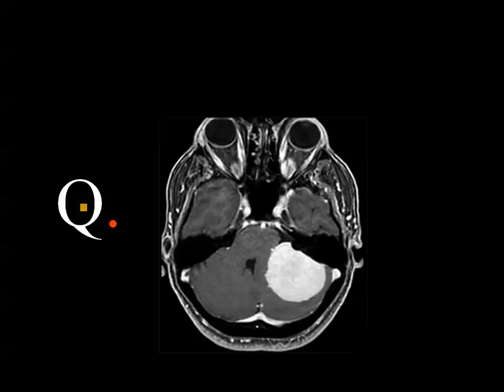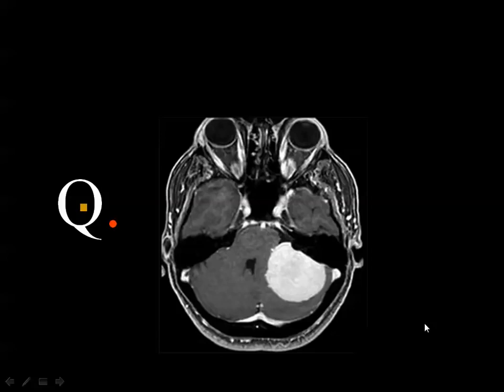Arachnoid cyst. Is this cyst like CSF? Yes, and this is the T1 axial image of the brain after contrast injection with fat suppression, showing a homogeneously enhancing lesion at the cerebellopontine angle. The lesion is extraaxial as diagnosed by widening of the ipsilateral cerebellopontine angle cistern.